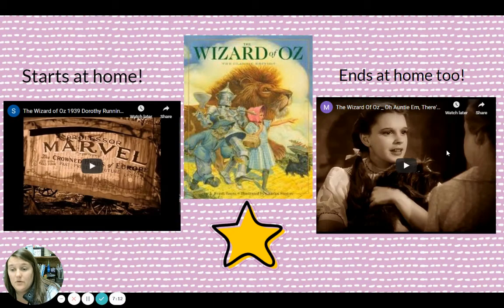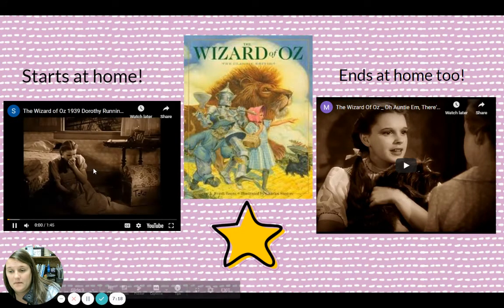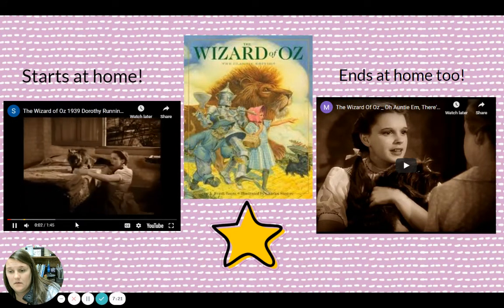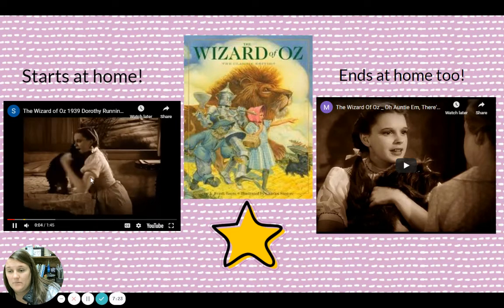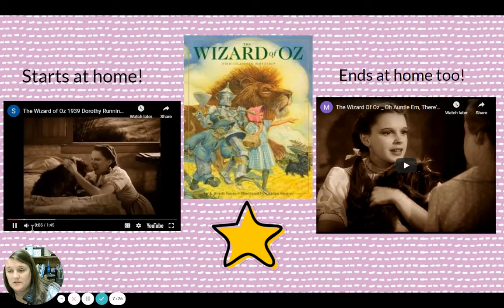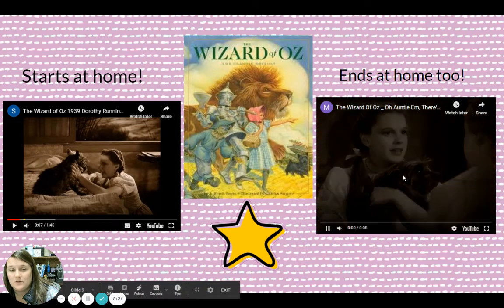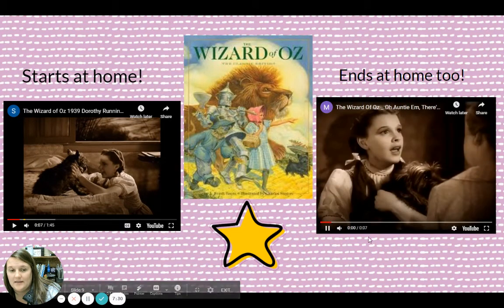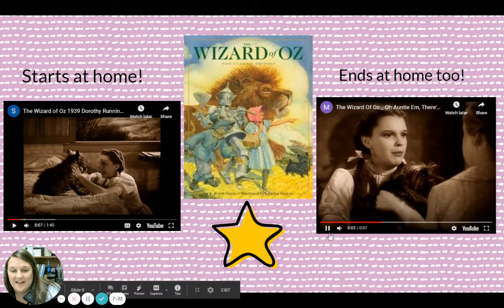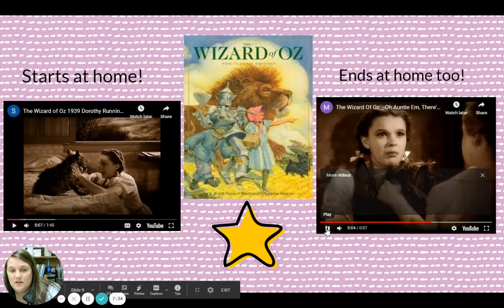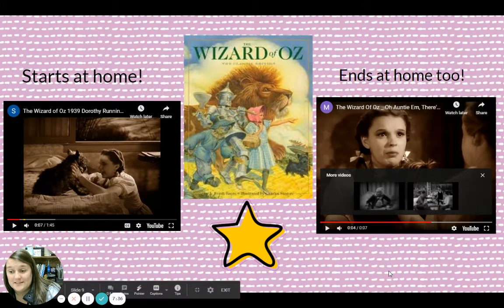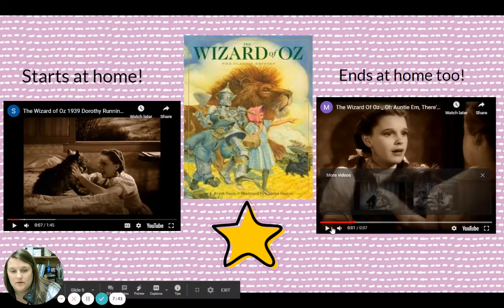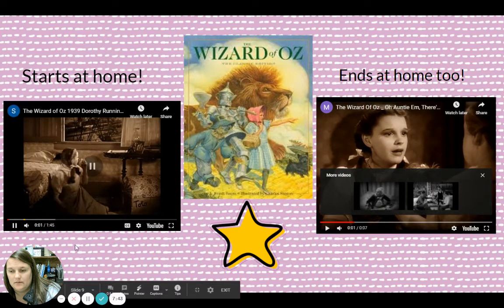So The Wizard of Oz. It starts at home. So she's at home. There's her dog. That's kind of how it starts, right? And then it also ends with her waking up at home, right? Okay, with her dog. So do we see how that kind of circles back? It's the same setting. No, we don't need to watch that again, do we?